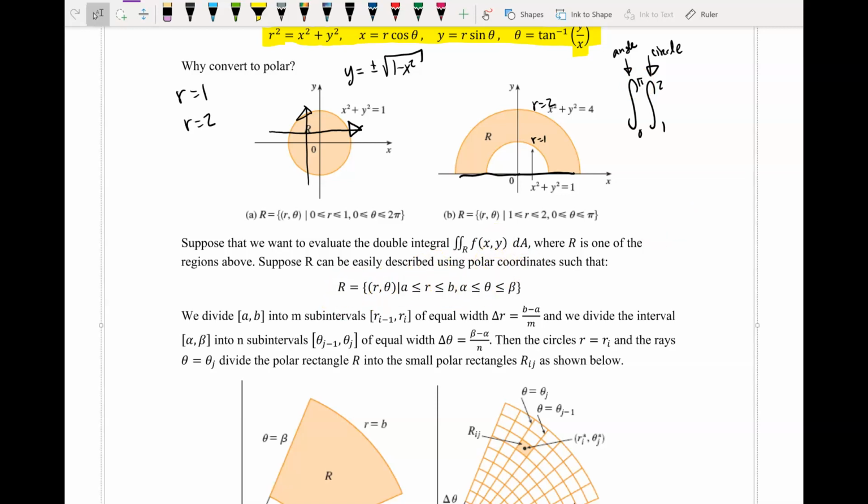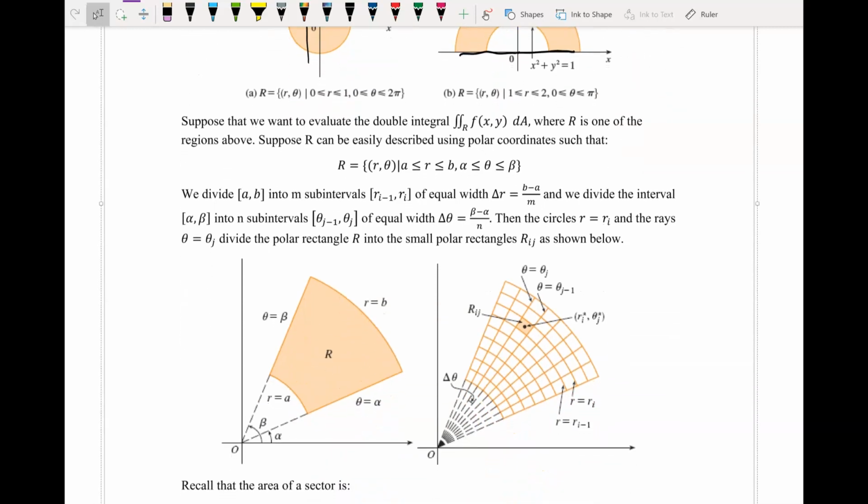So let's say we have a polar curve that looks something like this. Maybe it's a part of a circle, and we have theta equals alpha and theta equals beta, so an angle from one to another. We also have two radii: radius equals a and radius equals b. This will take care of the radii of these circular regions.